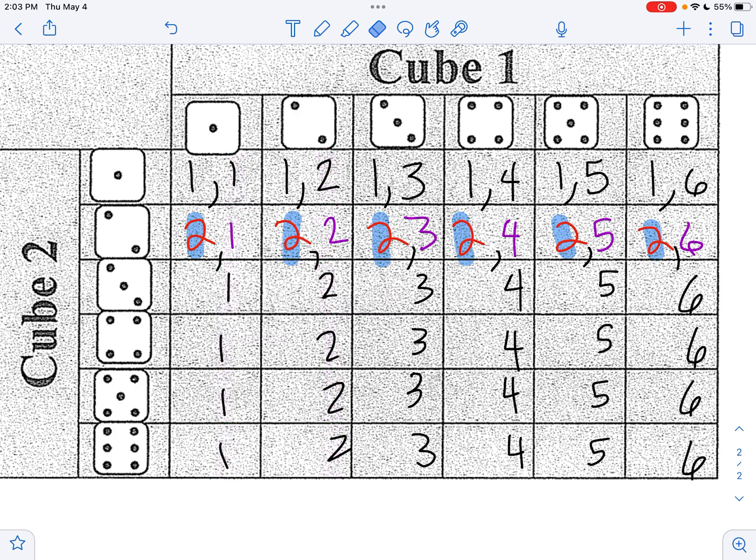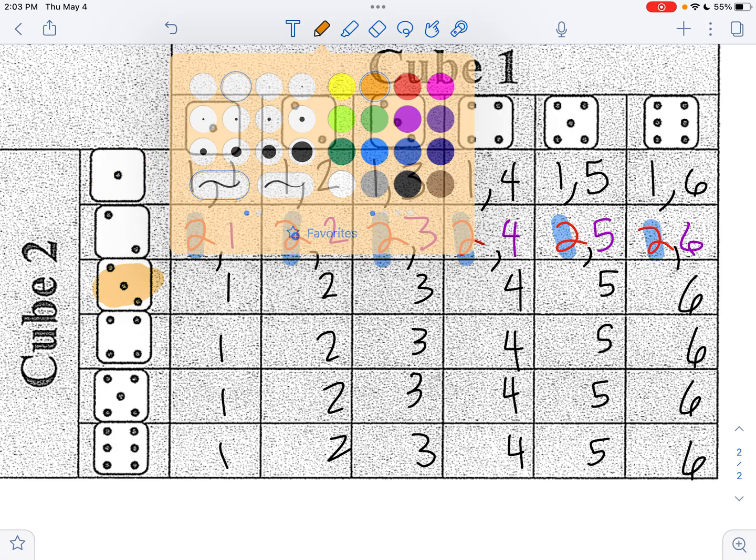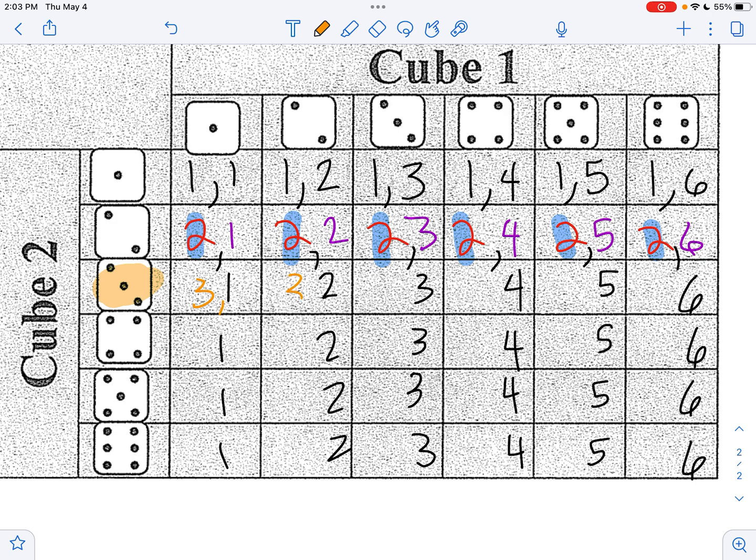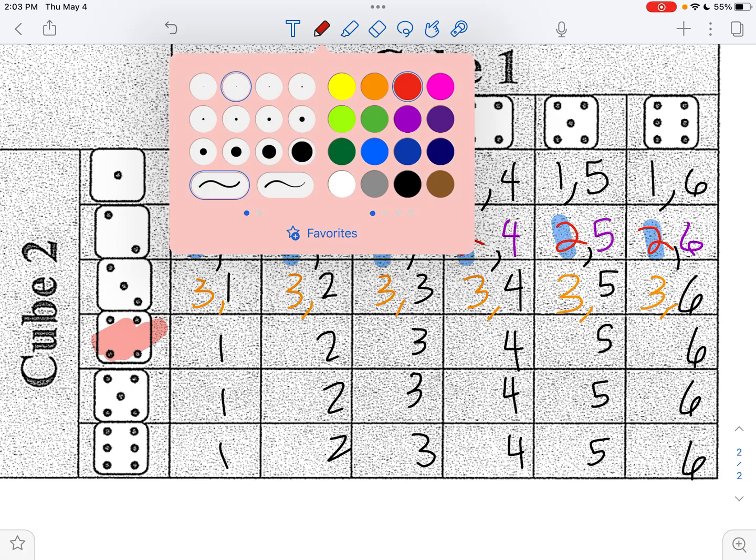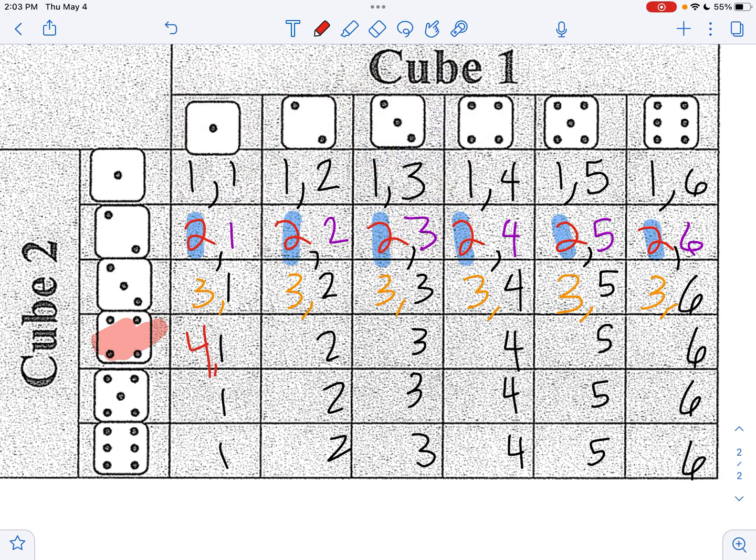Now let's look across at our patterns. So remember how there was a 1 on top? Then every single one of these started with 1? Well, let's look at the next row. In front, there's a 3. That means every single one of these is going to start with a 3, comma, 3, comma, 3, comma, 3, comma, 3, comma, 3, comma, right? Then the next row starts with a 4. So the first dice lands on 4. 4, comma 1, 4, comma 2, 4, 4. I think you're catching on to the pattern by now.